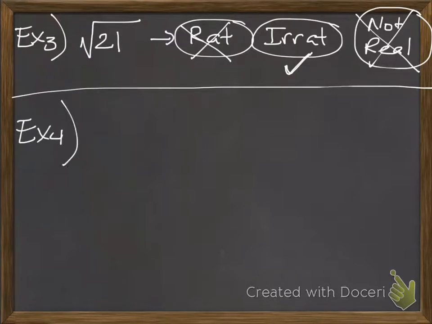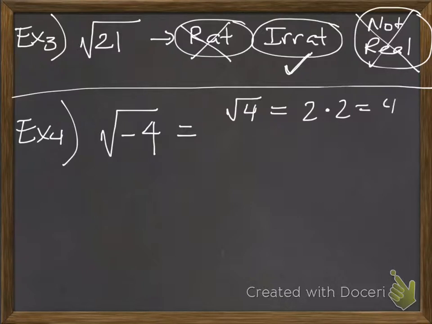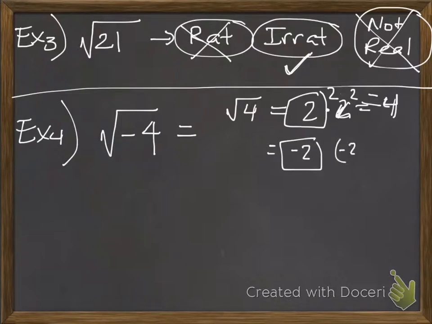If you were doing example 4, it's going to be like the square root of negative 4. Let's compare this to the square root of 4. The square root of 4 I know is 2, because 2 times 2 is equal to 4. Actually, all square roots have two answers. It's also negative 2, because negative 2 times negative 2 is equal to 4. Alright, sorry for the interruption, but let me go back to this. So, the square root of 4 is either 2 or negative 2.